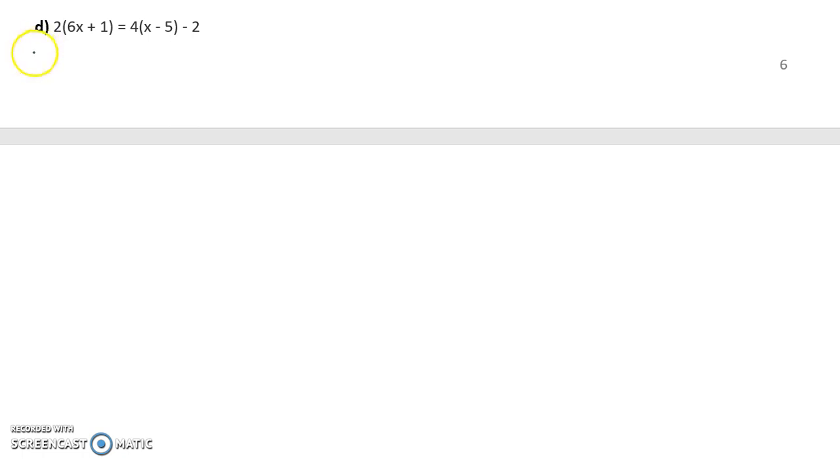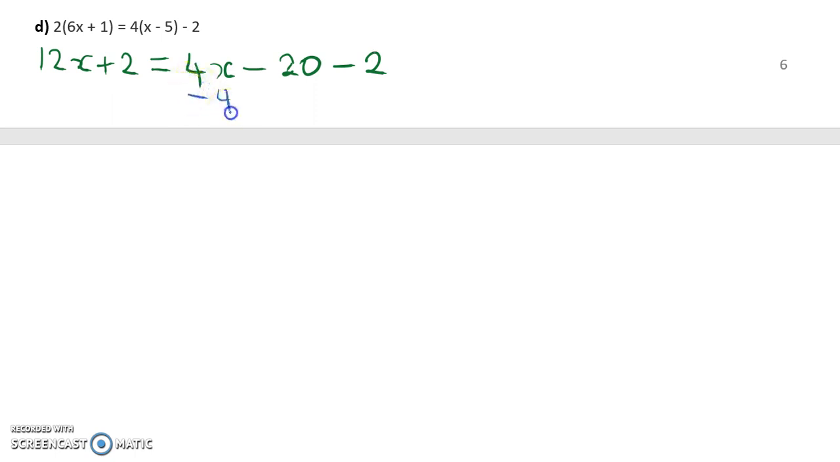So 2 by 6x is 12x. 2 by 1 is 2. On my right-hand side, I've got 4 lots of x, which is 4x. 4 lots of -5 is -20, and I've still got this -2 hanging on the end. I don't need to multiply it out by anything, and that's kind of one of the biggest mistakes that students would make, so just watch out for that.